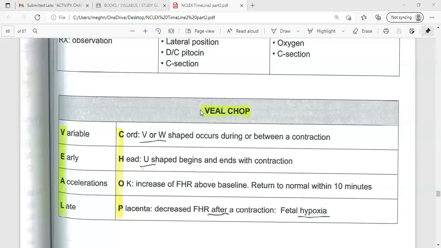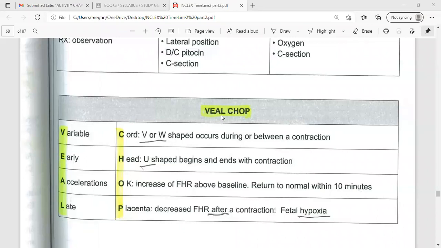So the underlying cause of variable deceleration is cord compression. And for early deceleration, the reason is head compression. And accelerations, is it okay? They increase the heart rate above the baseline and return to normal within 10 minutes. So observation is good.